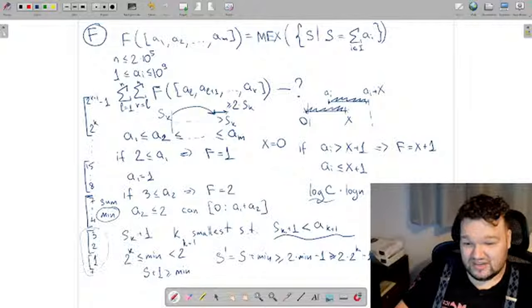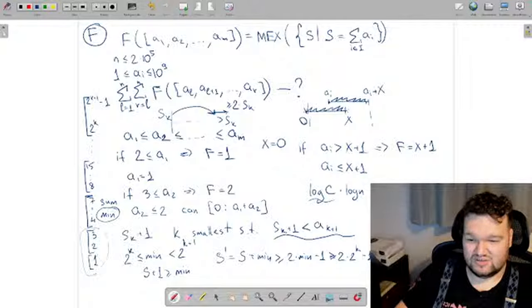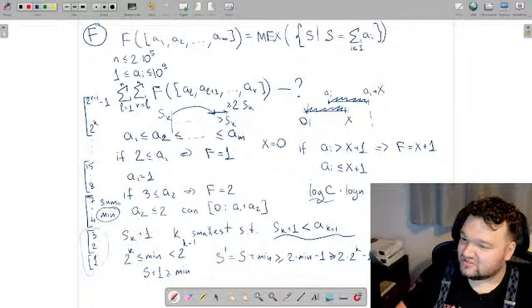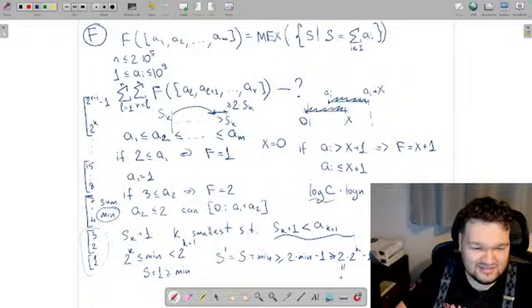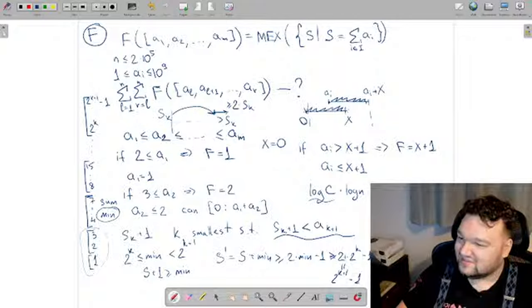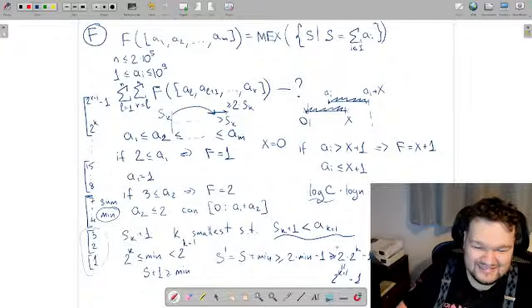So now, if we have this information about the buckets, for each bucket we have the minimum and the sum. Oh yeah, some of the writing is behind. Well, there is nothing interesting there. 2 to the power of k plus 1 minus 1.